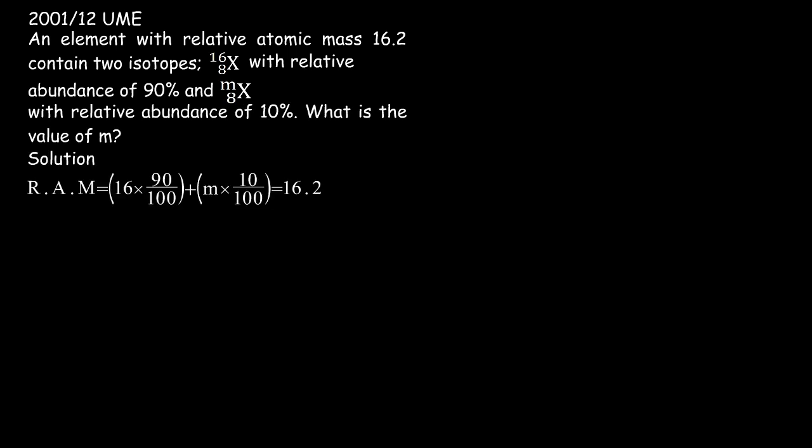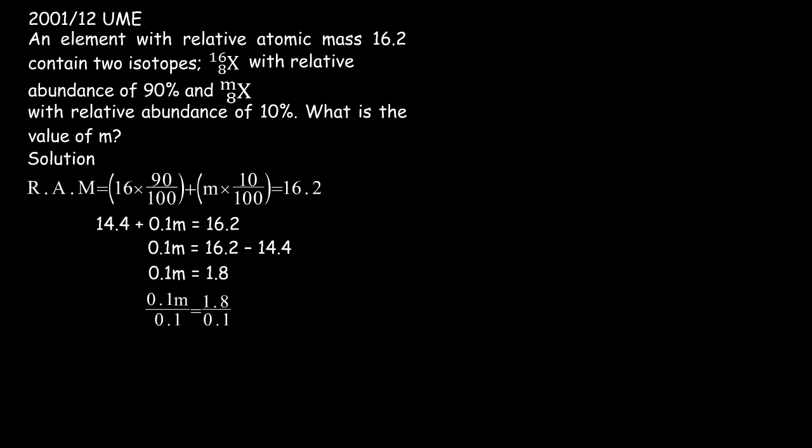Now, for our solution, our relative atomic mass will be equal to 16 times 90 over 100 in bracket plus m times 10 over 100 in bracket, which will be equal to 16.2 since we were given the relative atomic mass. Simplifying both brackets, it becomes 14.4 plus 0.1m is equal to 16.2, and collecting like terms, 0.1m will be equal to 16.2 minus 14.4, which will make 0.1m equal to 1.8. Now, dividing both sides by 0.1, it becomes 0.1m divided by 0.1 equal to 1.8 divided by 0.1, which will make m equal to 18.